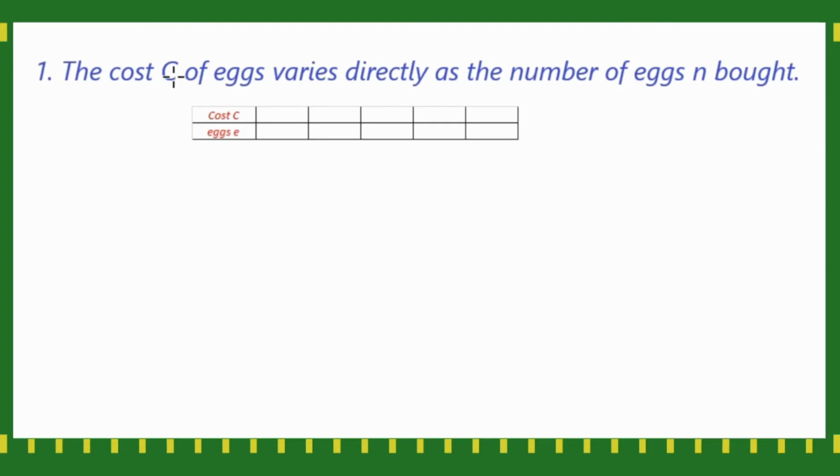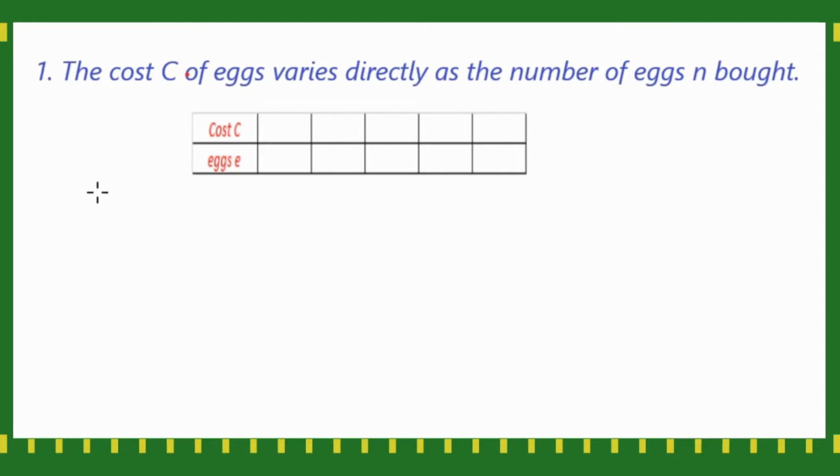The cost C of eggs varies directly as the number of eggs N bought. So if you have noticed, meron tayong dalawang variables dito. We use letter C for cost or yung amount and letter N for the number of eggs, kung ilan yung biniling itlog. Let's have this table first para mas maintindihan nyo. Kung bibili ka ng itlog sa palengke, yung babayaran mo or the amount or cost of the eggs depends on the number of eggs that you've bought. Ibig sabihin, depende kung ilan yung binili mo sa amount na babayaran mo.